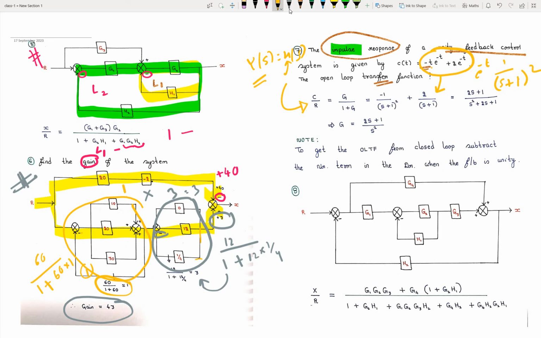This minus n comes here. Plus 2 e to the power minus t is 1 over s plus 1. So I have converted everything into the Laplace domain. So we have the output y equal to h. H is the transfer function. So how do we get the transfer function?